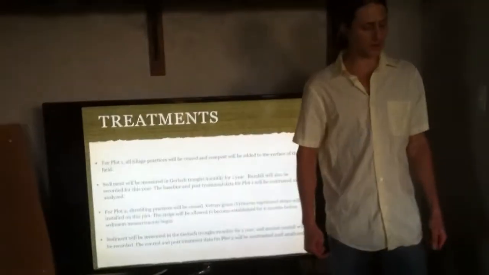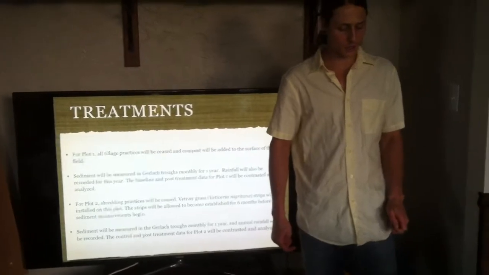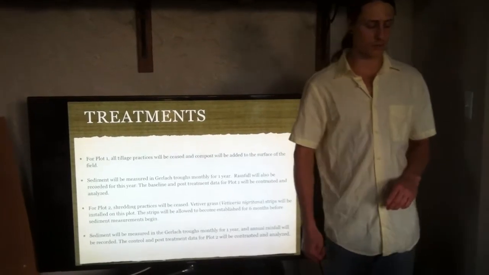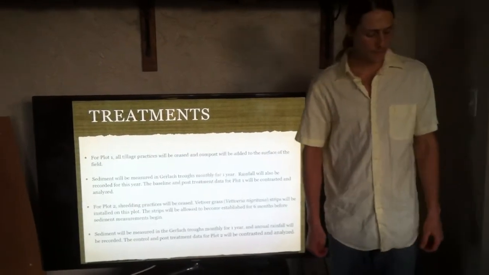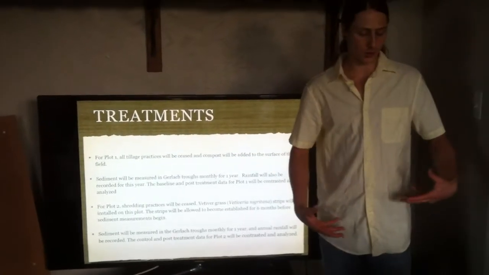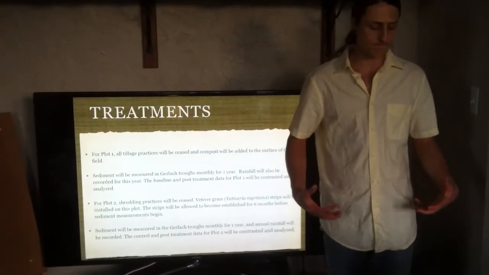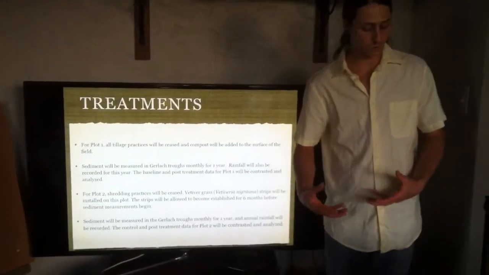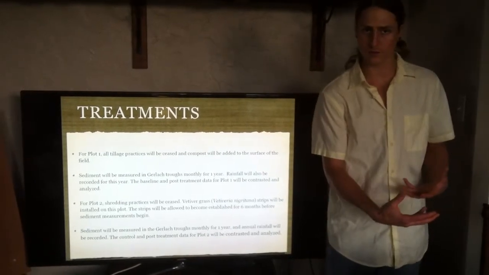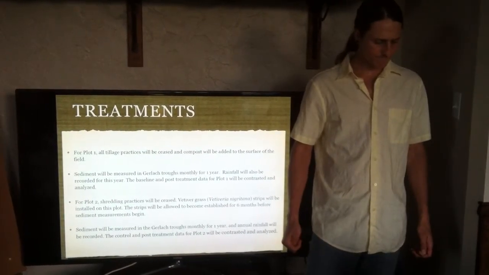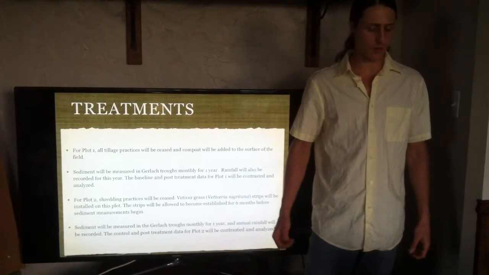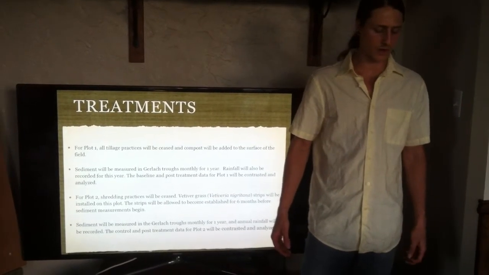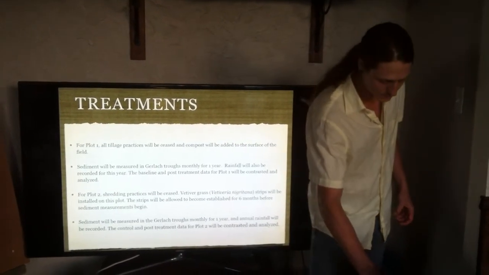For Plot 2, shredding practices will be ceased. Vetiver or grass strips will be installed on the plot. The strips will be allowed to become established for 6 months before the sediment measures begin. That will allow for the vetiver strips to become established and become effective runoff-slowing strips. Sediment will be measured in the Gerlach troughs monthly for 1 year, and annual rainfall will be recorded. The control and post-treatment data for Plot 2 will be contrasted and analyzed.